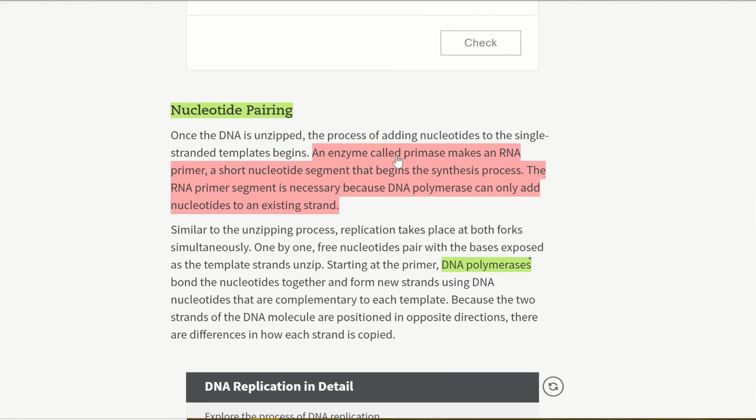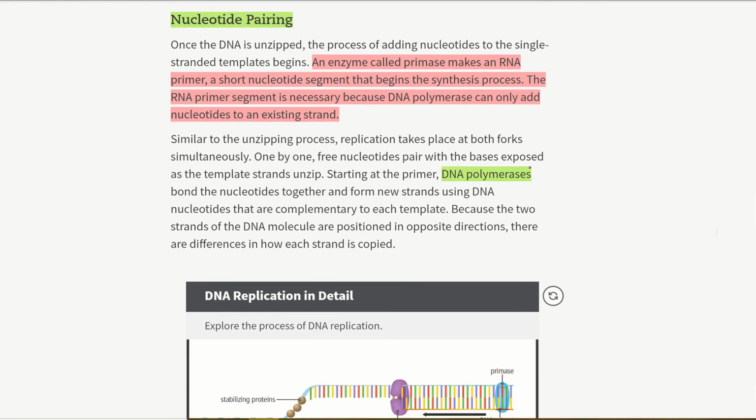As we scroll down, it talks about nucleotide pairing, and that's what I just talked about. An enzyme called primase is going to make a little RNA primer. That's kind of like the beginning, right? If you think about a zipper, a zipper has that little spot down the bottom where it actually inserts into the zipper, and then the teeth engage. So that little spot is kind of like a primer. We have to set this little spot before the polymerase can start.